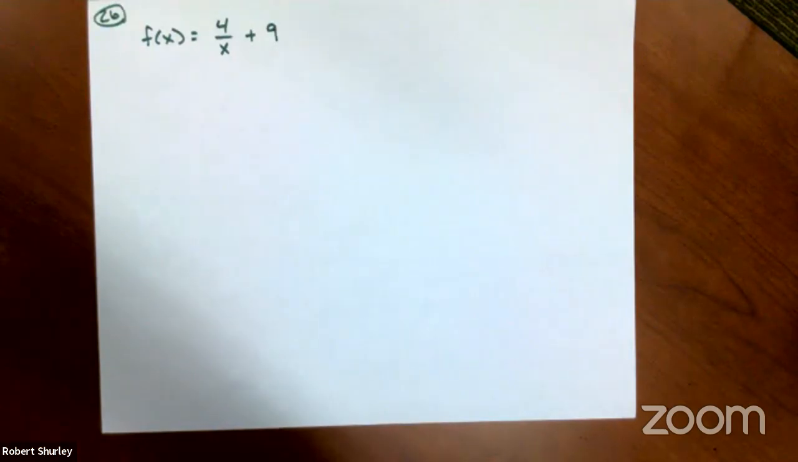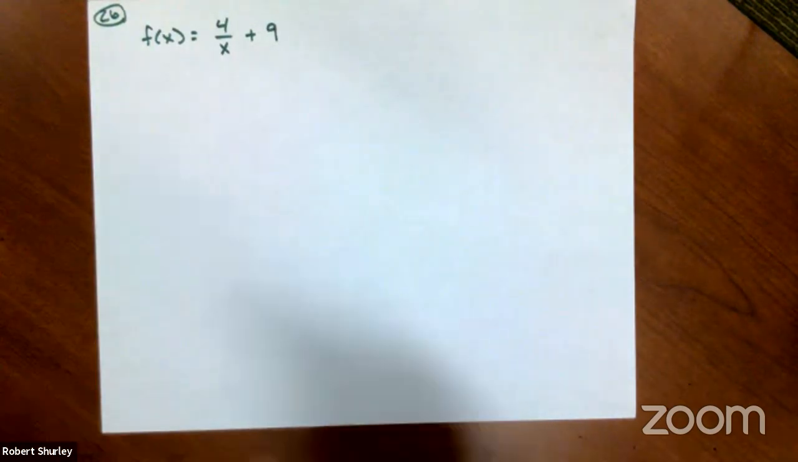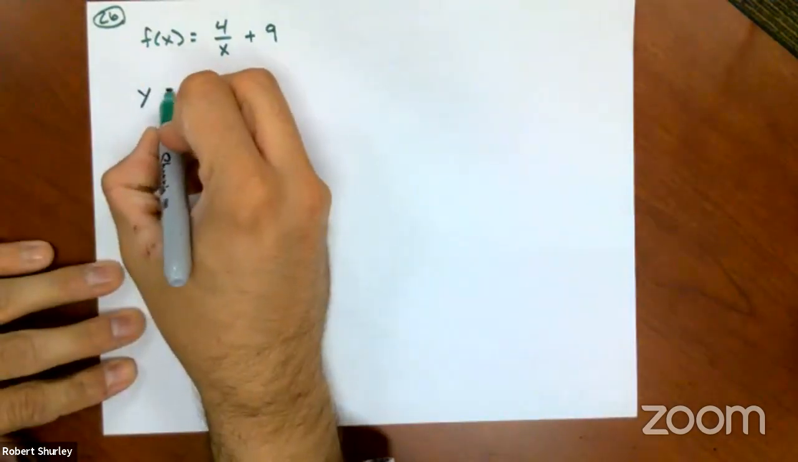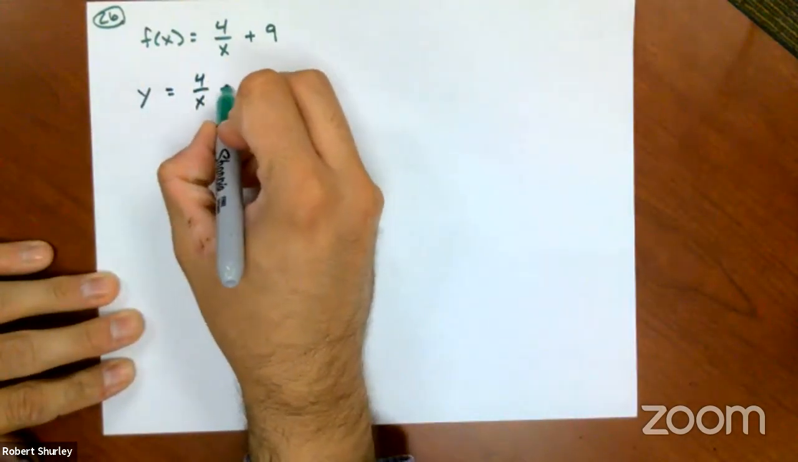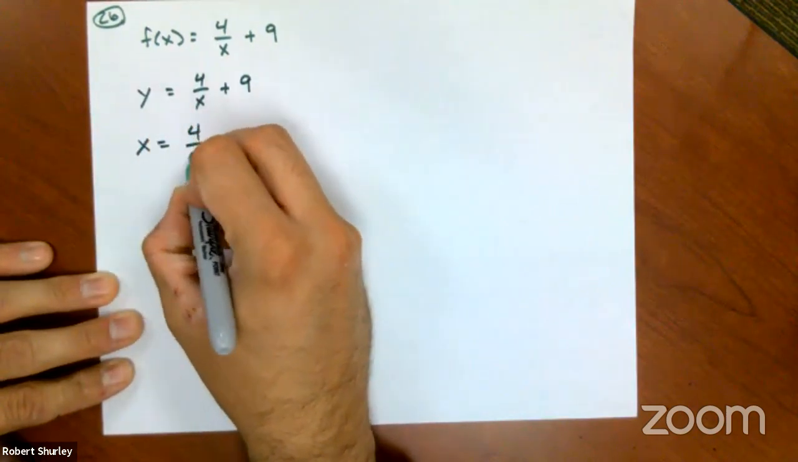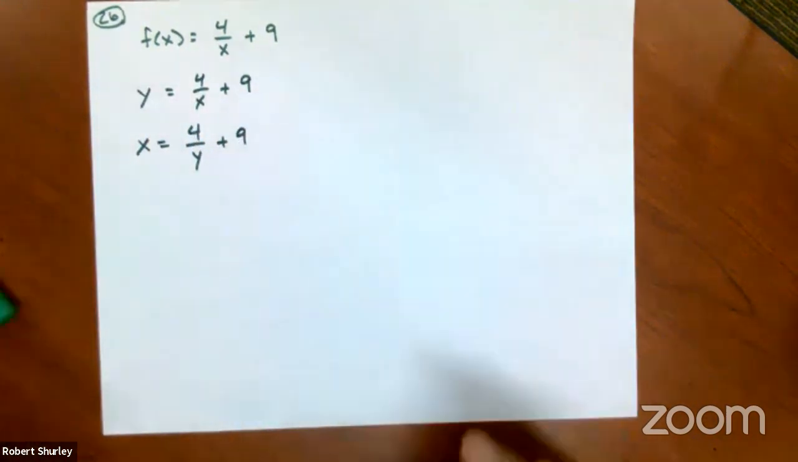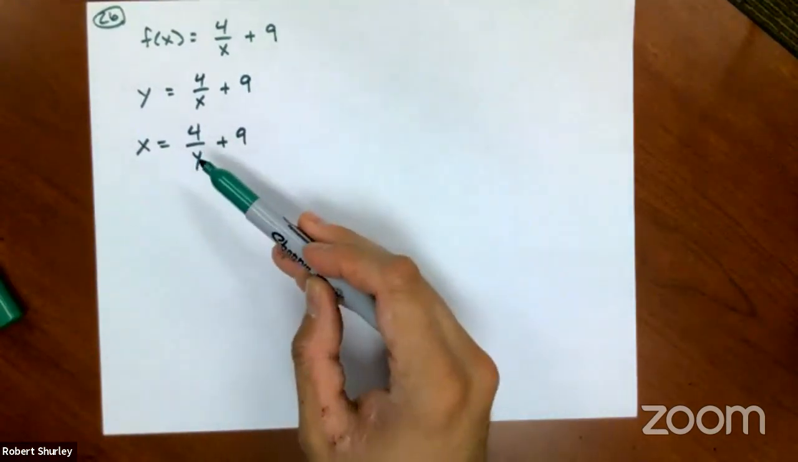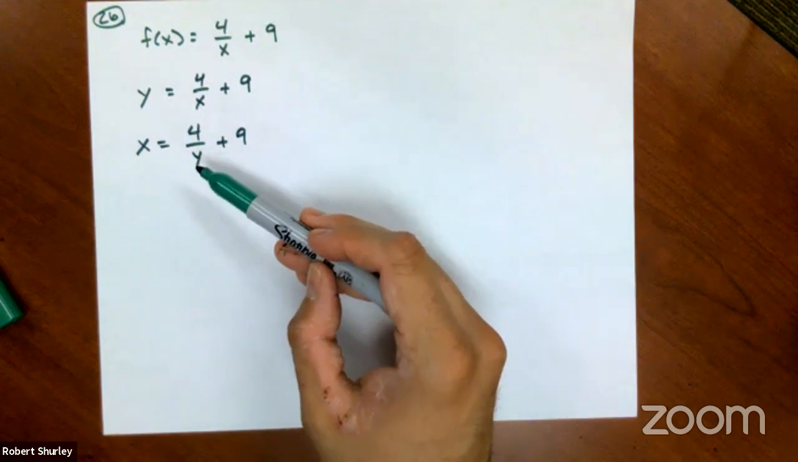Okay, let's try this one. First off, I'm going to write this as y equals 4 over x plus 9, right? And then I'm going to flip them. So x equals 4 over y plus 9, right? Now at this point, we've got to get that y solved for, right? But it's in the denominator.